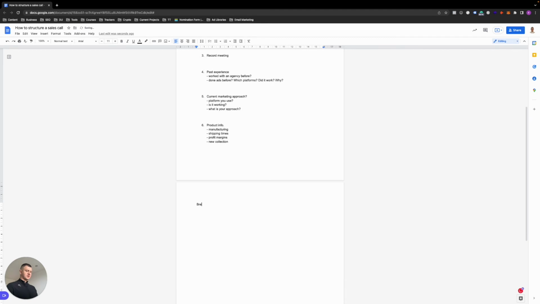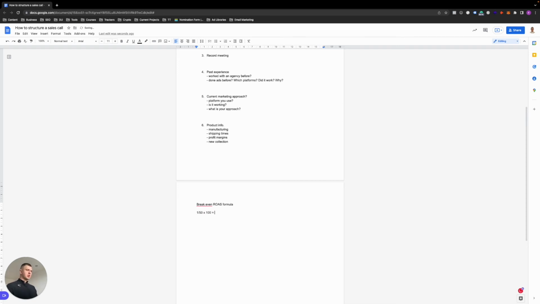So let me just write it here, break-even ROAS formula. The way you calculate it is you go 1 divided by the profit margin in percentage. So for example, if their products cost $100 and they have a 50% profit margin, which means you're going to get $50 profit from that, so their profit margin is 50%. So you go 1 divided by 50 and then you multiply it by 100.